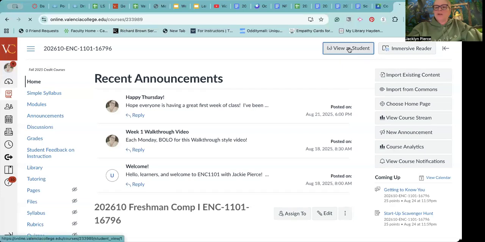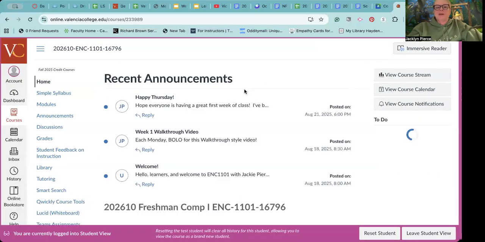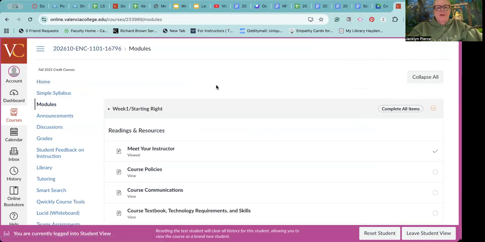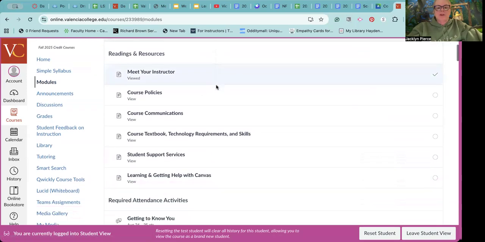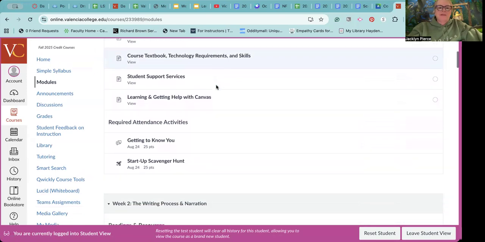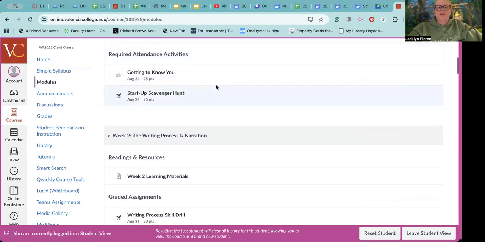All right, so I'm going to turn on the student view. I forgot to do that first, because that way it'll look the way that you're seeing it. We will go straight to the modules this week and take a look at what's happening. So week 1, of course, was the Start Right module, all about getting oriented to the course and all that good stuff.